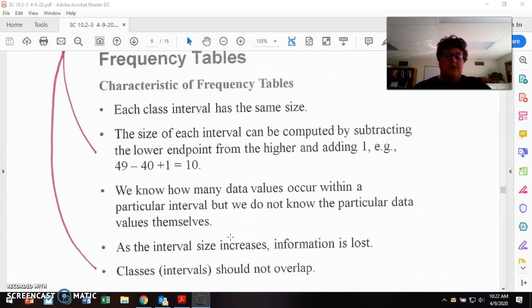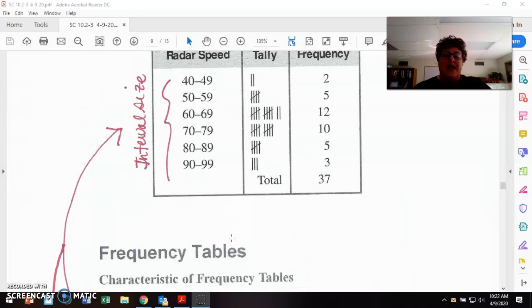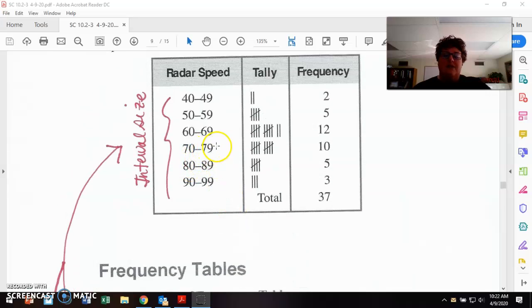Okay. Also, your intervals should not overlap. So if you notice 80 does not overlap up into here, 89 does not come into this one. They should be a set interval, so interval size.